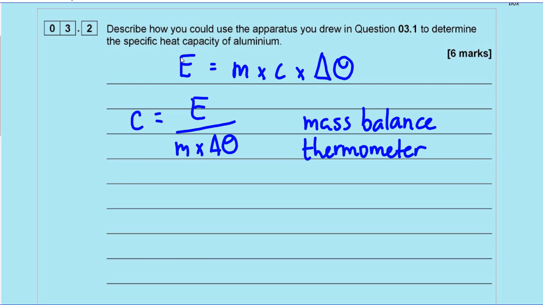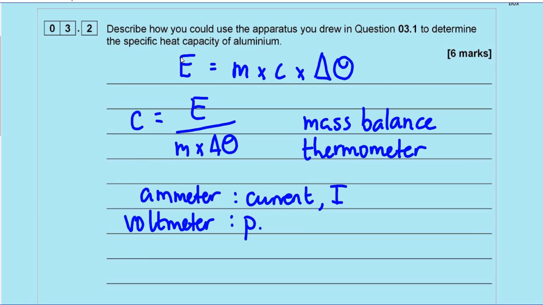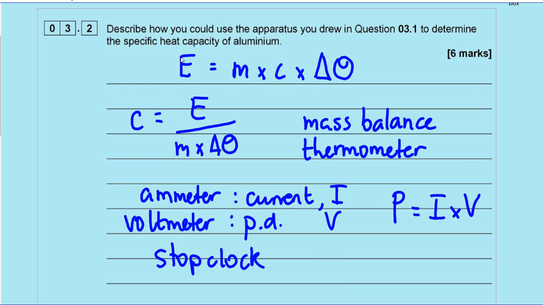The way that I drew my diagram there is I had the ammeter to measure the current, and I had my voltmeter to measure the potential difference, and then I can work out the power by doing the current times the potential difference, and then I would need a stop clock or some other means of measuring time so that I could then work out the energy by multiplying the power by the time.